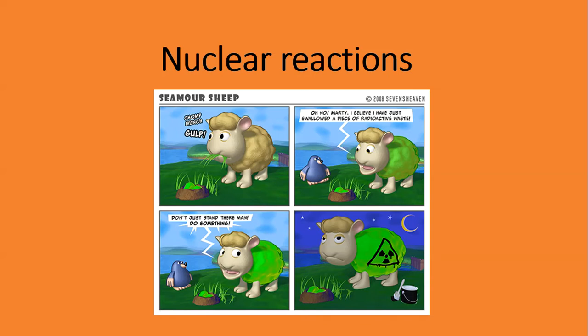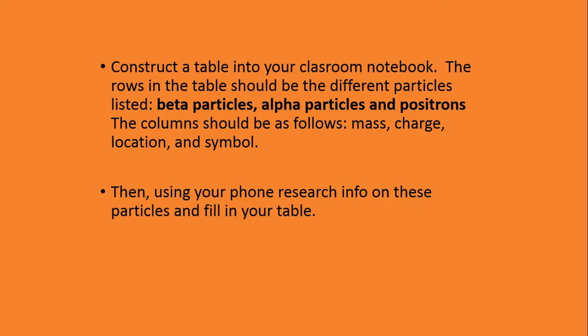And so in talking about nuclear reactions, that's really what we're looking at. We're looking at the energy inside the nucleus and what happens as this nucleus starts to break down. So again, we're going to talk a little bit about some basics about this, and then we'll come back to it when we look at chemical reactions later on in the year. But let's just talk. You were asked to do some research on the different kinds of particles that we're going to find in the nucleus. They're called beta particles, alpha particles, and positrons. And then you were asked to fill in some information, including mass, charge, location, and symbol.